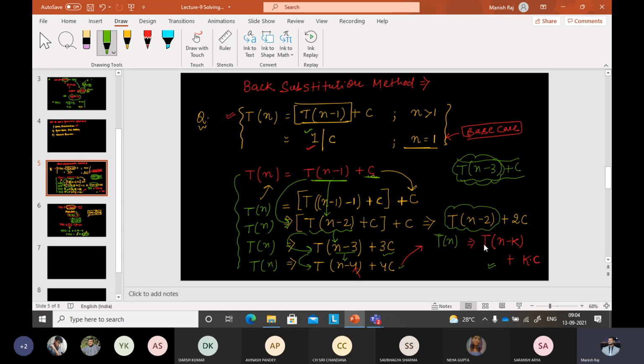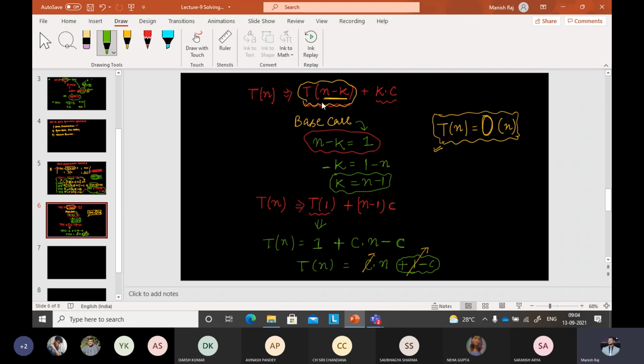The scenario will be like this. You can see here, this is 1c, 2c, 3c, 4c. When I am putting this k here, you can write the k into c. Okay, so this will be our generalized solution. After getting the generalized solution, I will go for the base case.